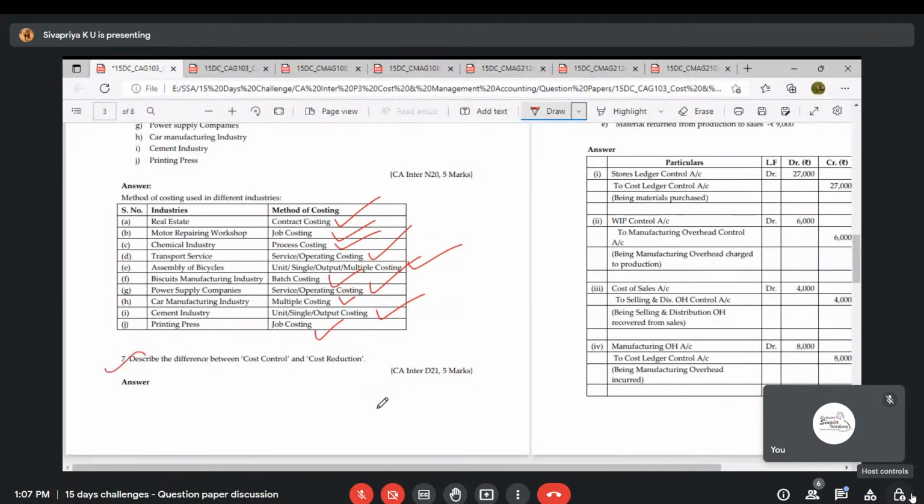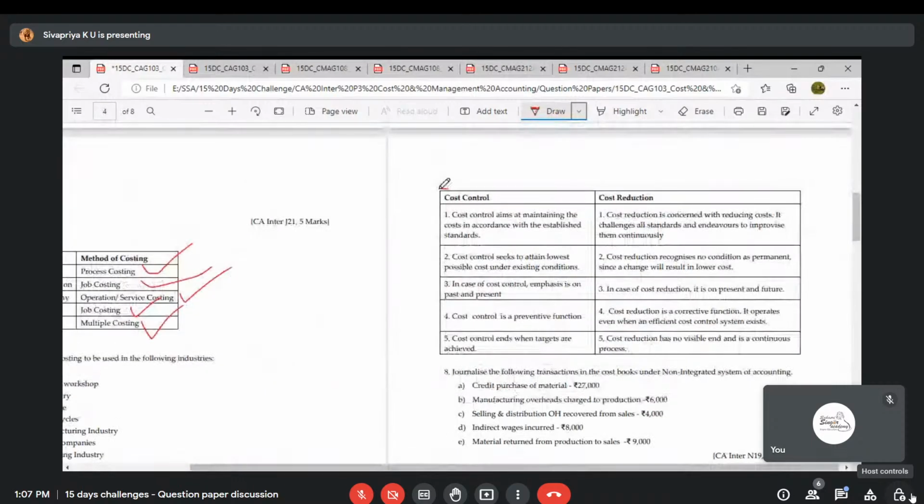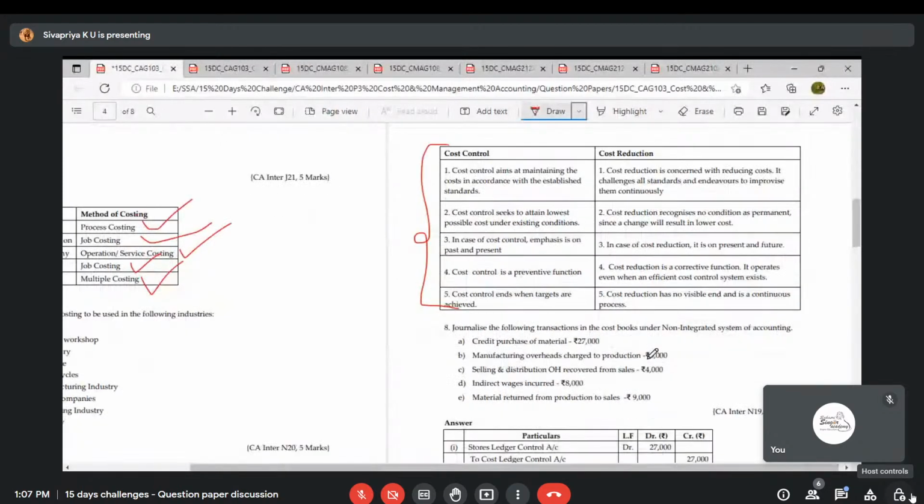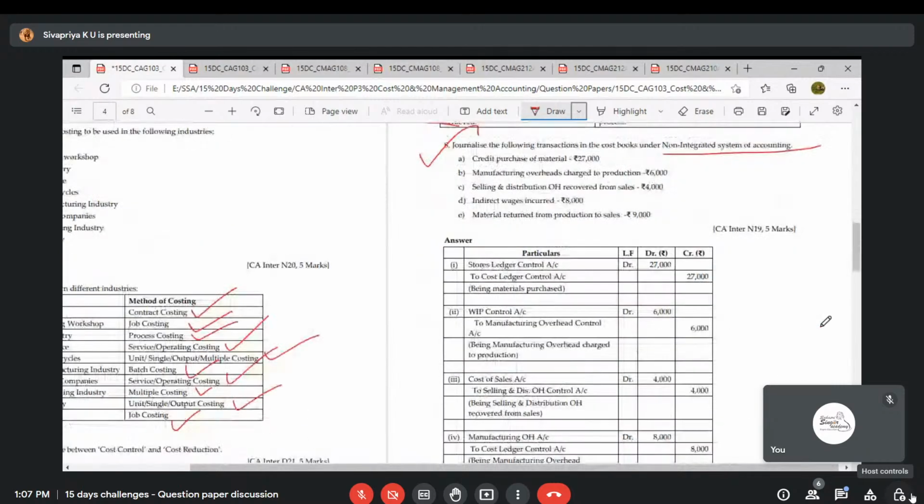Question number 7. What is the difference between cost control and cost reduction? So, the difference, any 5 points. You have to explain in any 5 points. Then question number 8. Journalize the following transactions under non-integrated systems. So 5 entries are there, each one carries 1 mark.